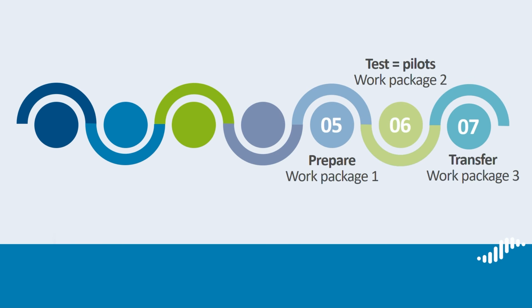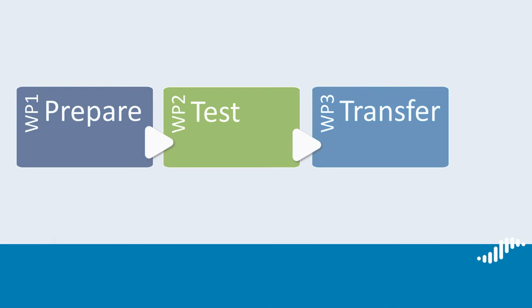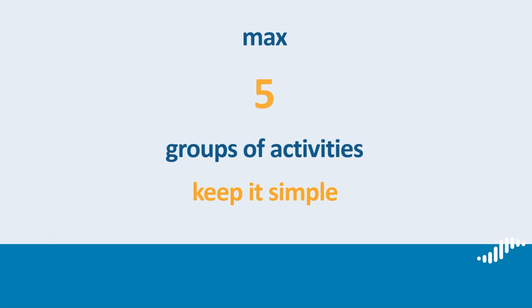The following steps will take place during your project implementation. The structure of your project will be in 3 work packages. A work package to prepare your solutions, a work package to test or pilot your solutions, and a work package to transfer your solutions. Once again, we recommend to keep it simple. Do not plan too many activities in parallel that depend on each other. Within each work package, you will organize your activities in maximum 5 groups of activities.